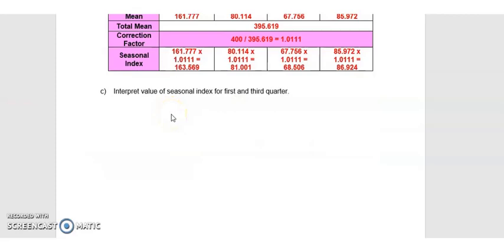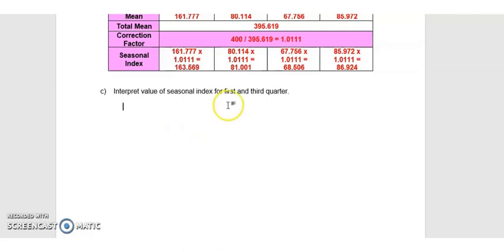Now let's move to question C. Interpret value of seasonal index for first and third quarter. So recall how we interpret seasonal index. If more than 100, then we say that the actual data has increased. If below 100%, it means that the actual data has decreased. Or we also can say that if more than 100%, it is above the trend line. And in contrast, if less than 100, the actual value is below the trend line.